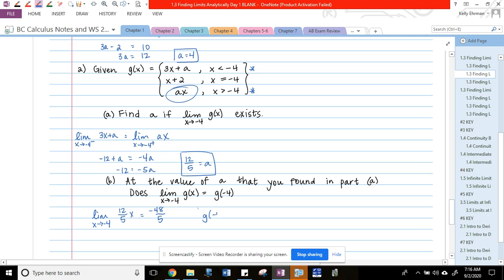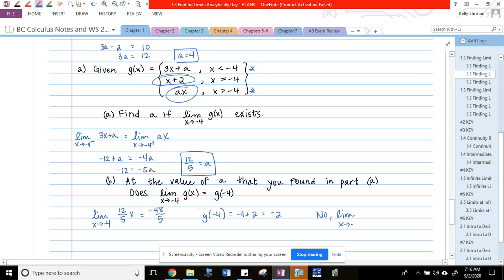G of negative 4, that's the middle piece of the equation. When x equals negative 4, you use the equation x plus 2. That would be negative 4 plus 2, which is negative 2. So does this limit equal this? Make sure on the AP test, like this, I'm not finished at this point. My answer would be no.